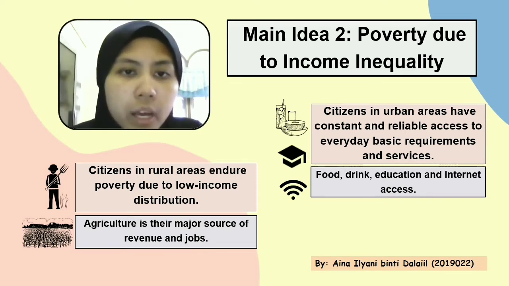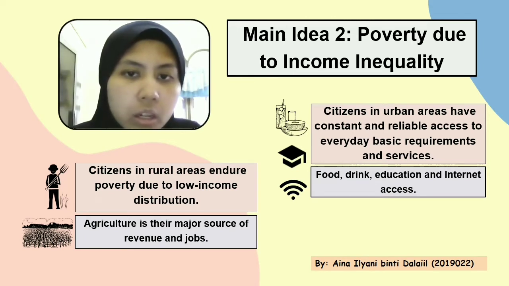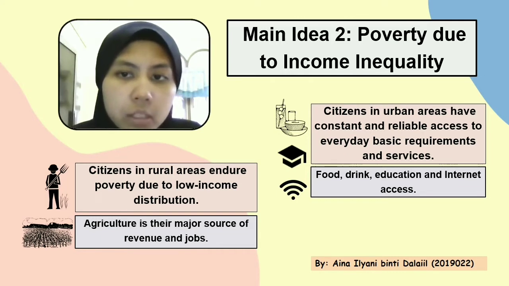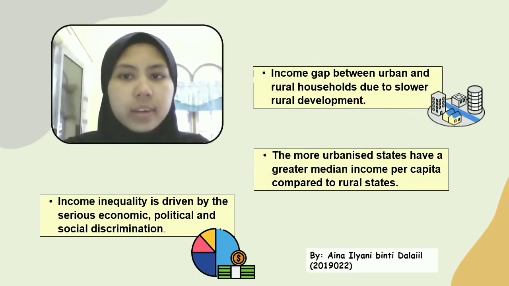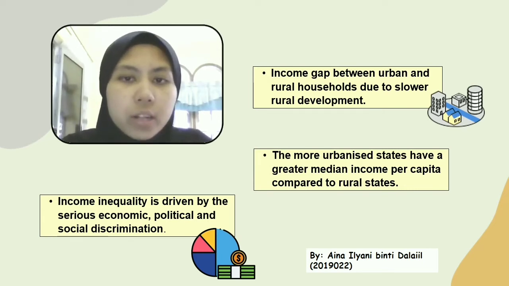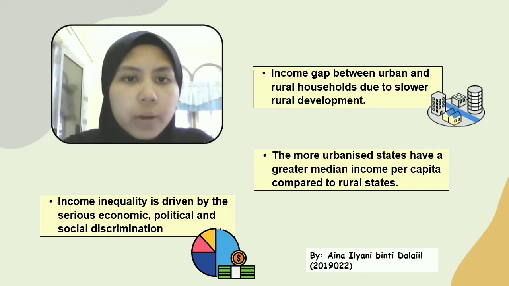This is due to the fact that agriculture is the major source of revenue and jobs. The difficulties in generating enough food and agricultural products to sustain their lives will eventually lead to an increase in the urban population. There is an income gap between urban and rural households due to slower rural development. According to the 2017 Salaries and Wages Survey report, the average wage in rural areas was 2,040 ringgit compared to 3,038 ringgit in urban areas, according to the Department of Statistics Malaysia 2018.